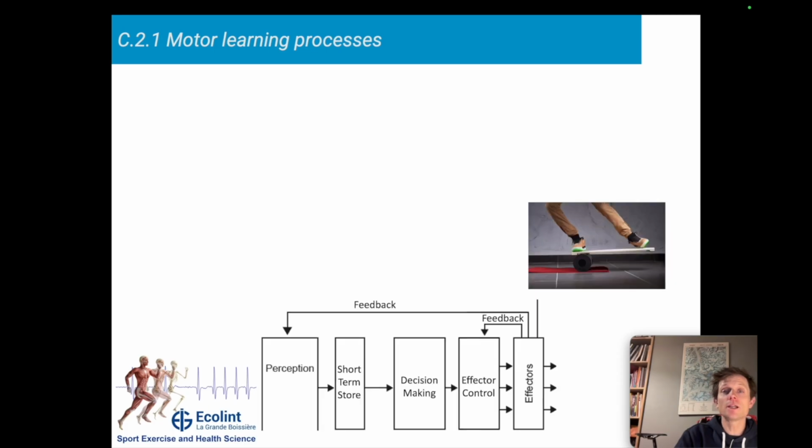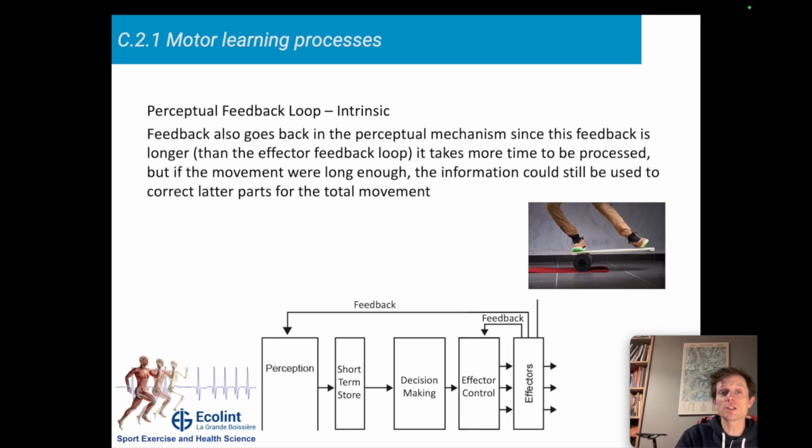We can then see a slightly longer feedback loop, which is also intrinsic, going from the effectors back into the perceptual mechanism. Since this feedback is longer than the initial feedback loop from the effectors into the effector control mechanism, it takes a little bit more time to be processed. However, it allows us to perceive information from our muscles in order that during long movements, information can be used to correct latter parts of that movement.